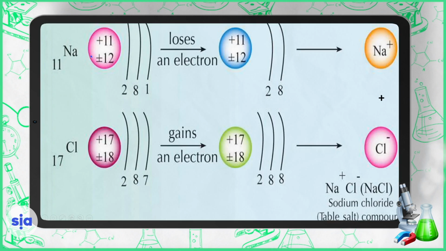Here is an example. A sodium with 11 electrons. Only one electron in the outermost energy level. It will lose this electron. And the chlorine is a non-metal with 7 electrons in the outermost energy level. It will gain an electron. So simply the sodium will give this electron to the chlorine to become 8 electrons in the outer energy level of the chlorine and form sodium chloride, which is the table salt compound.